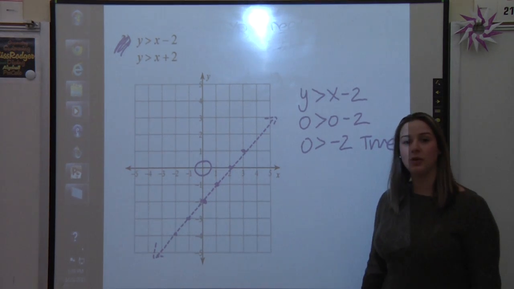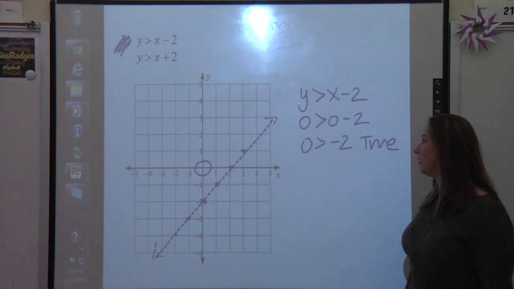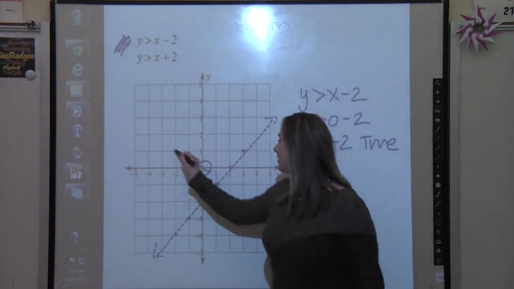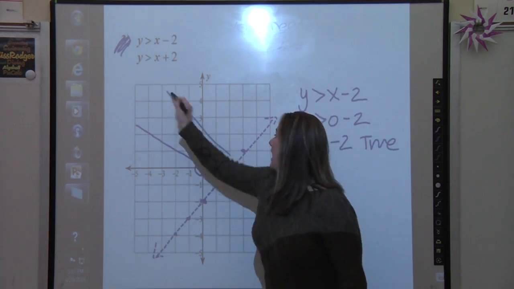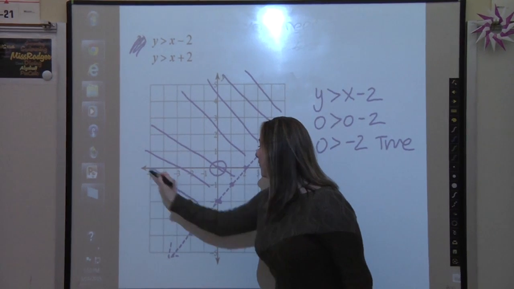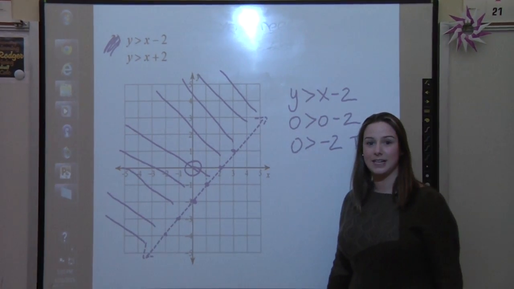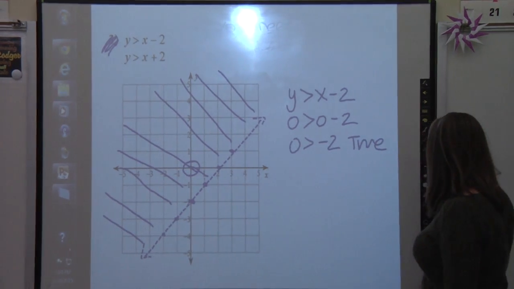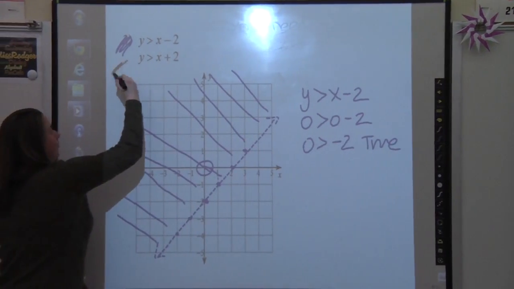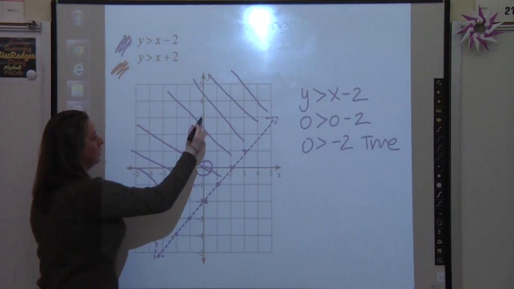When we substitute the ordered pair 0, 0 into the first inequality, we get 0 is greater than -2. This is a true statement. So we're going to include the point 0, 0 when we shade, and this indicates that this is the solution area for this inequality. Let's graph the second inequality. Y-intercept of 2 and a slope of 1.